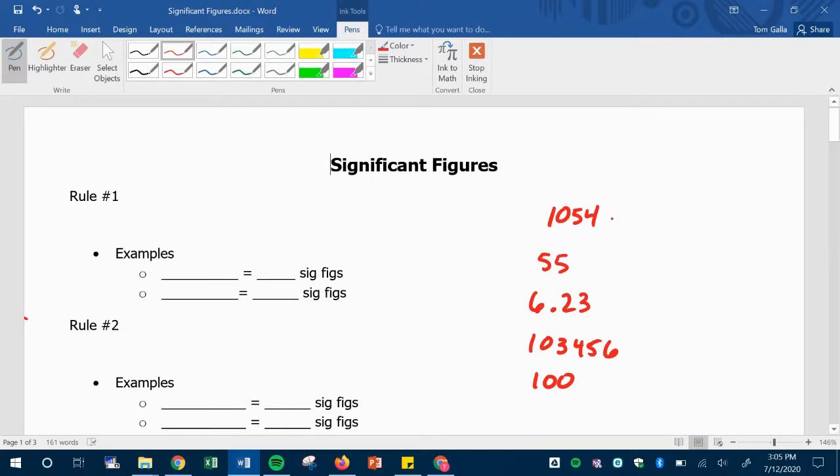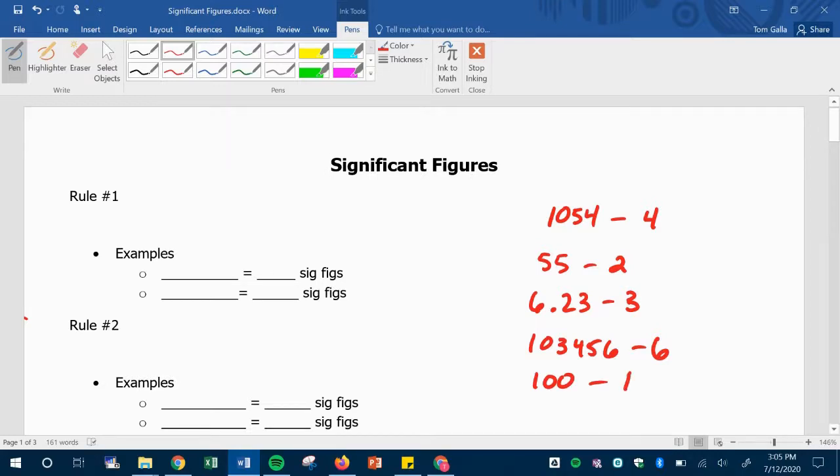And so now I'll write the sig fig number next to it. So the number of significant figures it has. And so our first one has 4 significant figures. Our next one has 2 significant figures. So far, think about what that might mean now. And our next one has 3 significant figures. Our next number has 6 significant figures. And finally, our last one has 1 significant figure.